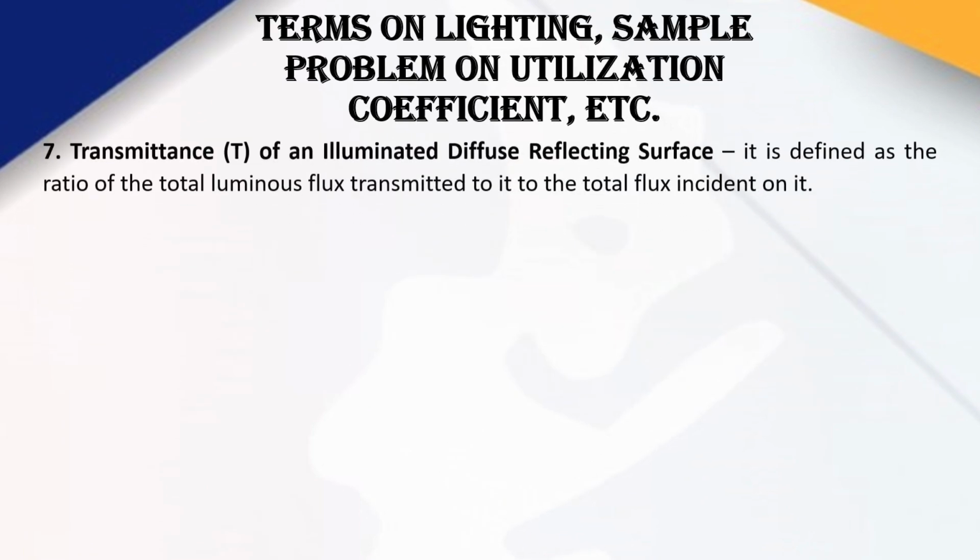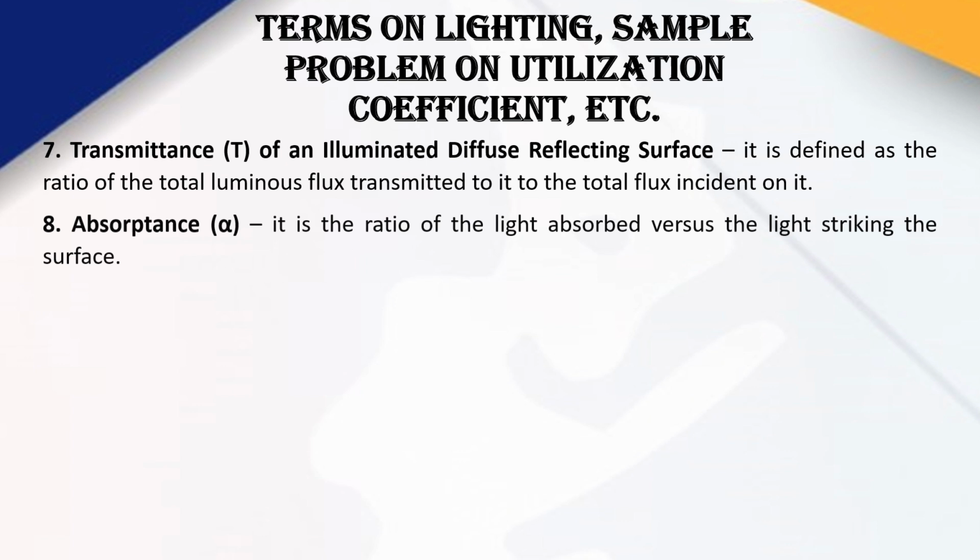Seventh, transmittance of an illuminated diffuse reflecting surface. Its symbol is big letter T. It is defined as the ratio of the total luminous flux transmitted to it to the total flux incident on it. It measures how much light passes through that surface compared to the total light that strikes it. It's calculated as the ratio of the transmitted light to the incoming light. This value indicates how effectively a surface allows light to pass through, influencing the brightness and visibility of the area behind the surface.